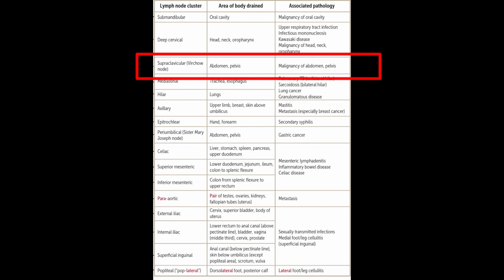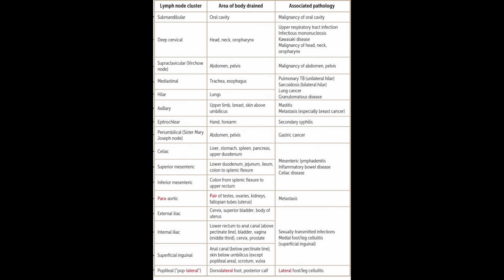The supraclavicular lymph node drains the abdomen and the pelvis. You have to know that the supraclavicular lymph node is also known as Virchow lymph node. So any associated pathology with the supraclavicular lymph node denotes malignancy of the abdomen and pelvis.